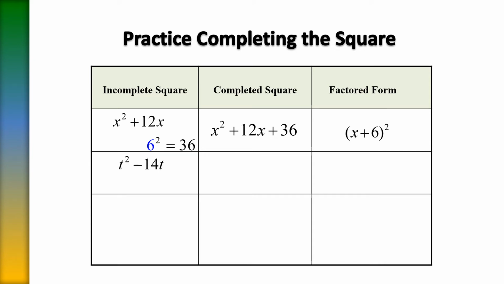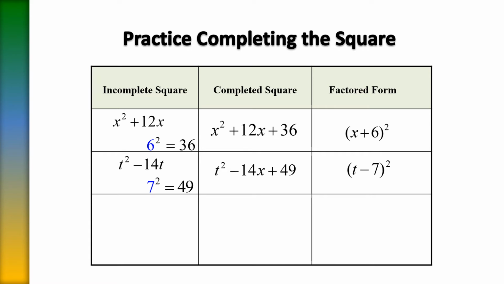Let's do another one. So we look at the coefficient. We don't care whether it's negative or positive at this point. We just want to know what's half of 14, and half of 14 is 7. 7 squared is 49. So you will need 49 on the back end to complete that perfect square trinomial. And then we're going to factor it. The square root of t squared is t, and the square root of 49 is 7. You use the sign of the middle term to determine what goes inside the parentheses. So that would factor into t minus 7 squared.